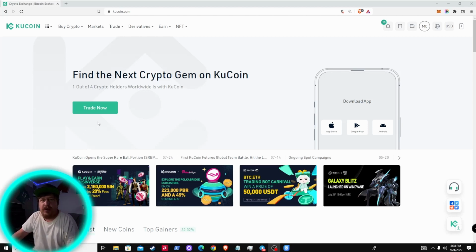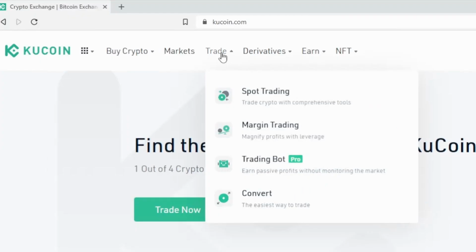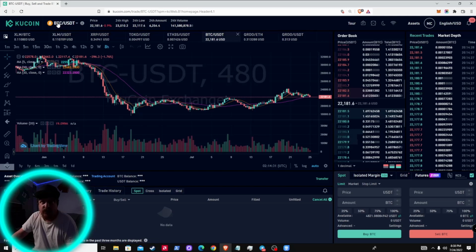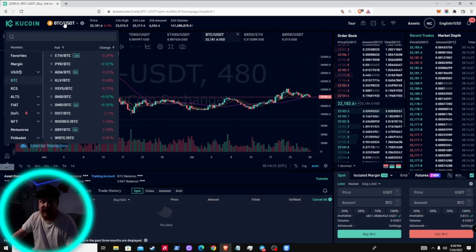But we're going to go ahead and purchase a quick coin that we can set a stop loss and take profits for. So I'm on the KuCoin.com page. I'm logged in. We're going to navigate over here to where it says trade on the top left. And I'm going to go to the spot trading section. And once that loads up, I'm going to go up here to the top left where it's telling me BTC by default, and I'm going to click that area.